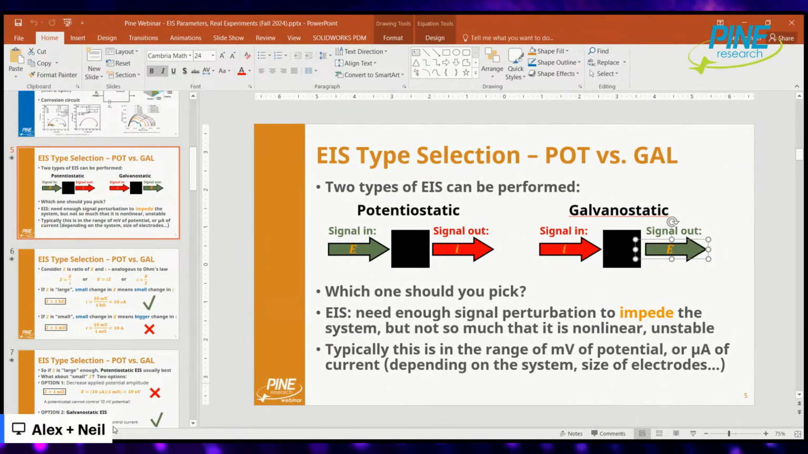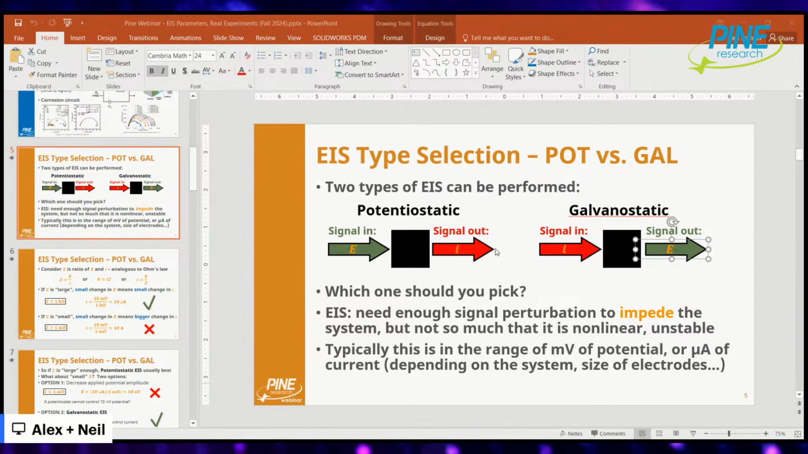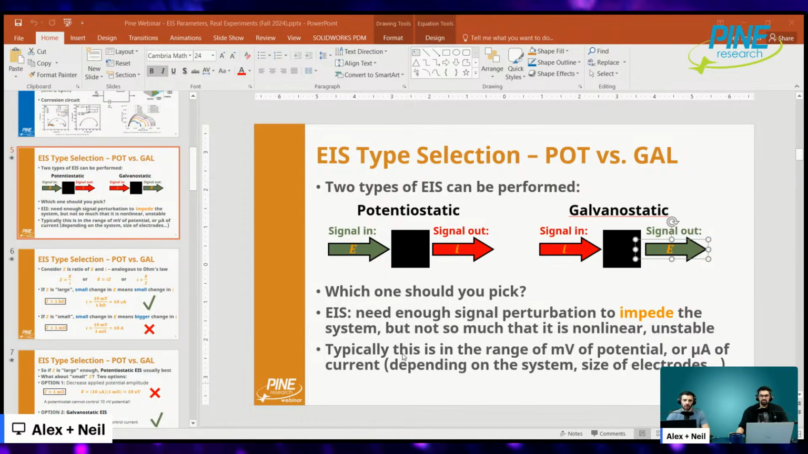Next part of his question was what? Let me pull it up. His next part is about the difference between resistance and impedance. Definitionally, impedance is the resistance to a sinusoidal perturbation.